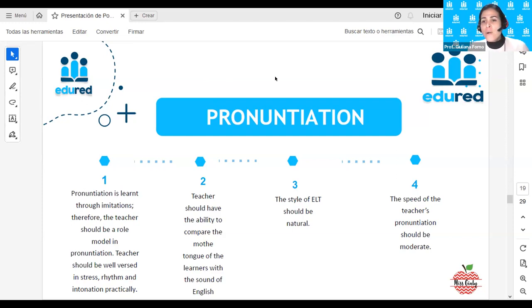Don't worry. The speed of the teacher's pronunciation should be moderate. Remember that I told you that sometimes we speak fast. And as I said, in my case, I speak really fast. In Spanish, I can speak faster. So when I am teaching, I need to know that so I can slow down a little bit so my students are able to understand what I'm saying. The best pronunciation I have, and if I slow down my speed a little bit, they're going to be able to understand better what I'm saying.